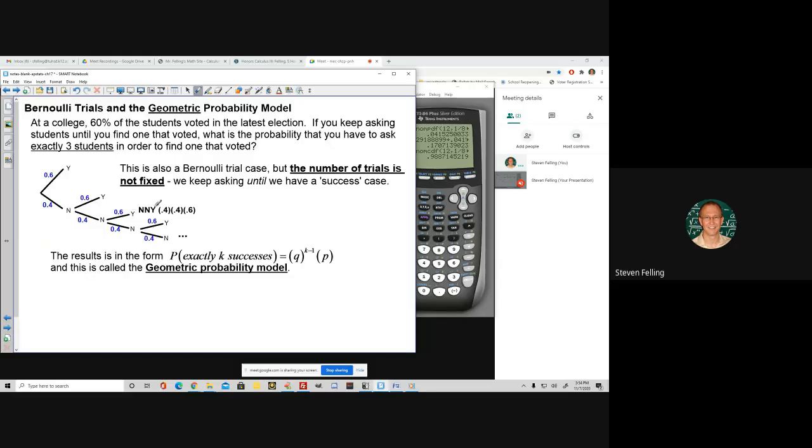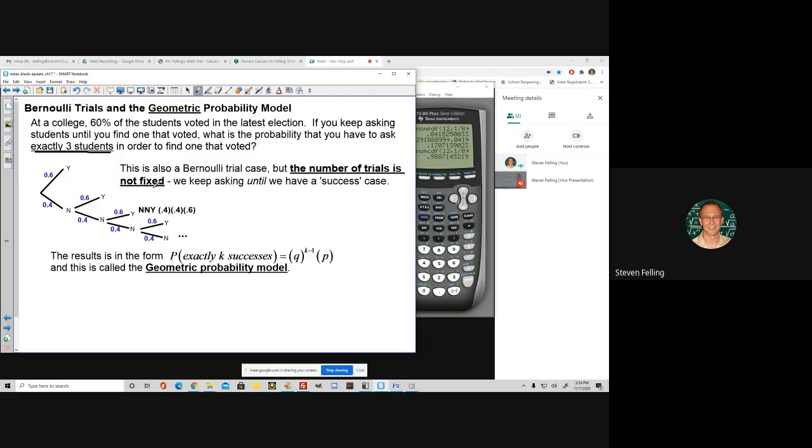No, no, then yes, because we're finding the probability that we have to ask exactly three students. So the third student is the one that voted. And this could keep going on forever. There's no real end point here. We just stop whenever we get to the first success, right? So this situation where we're talking not about a number of successes out of a number, but we're talking about trying things one after another until we get to the first success and recording the number of the trial.